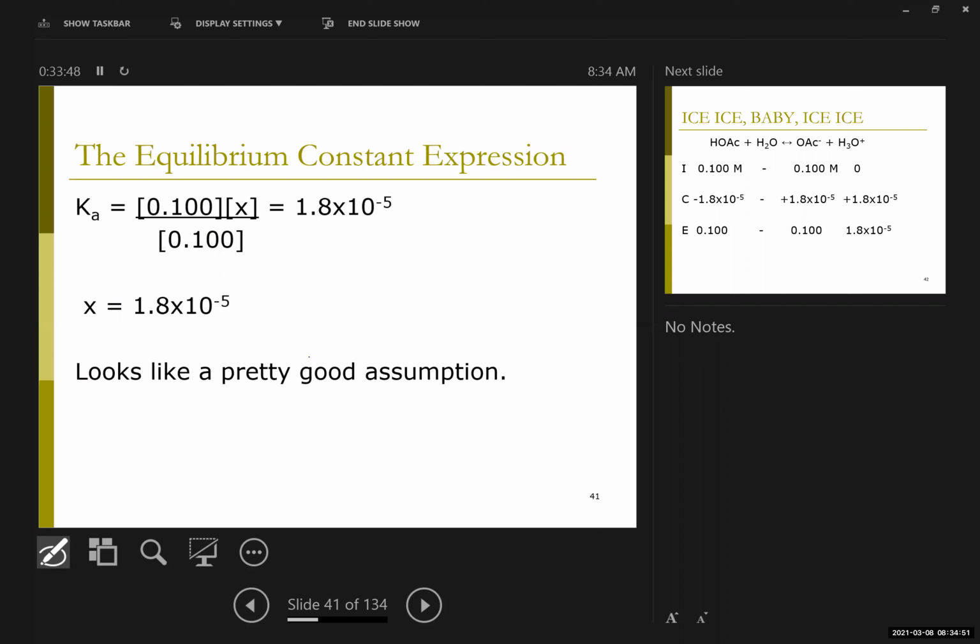Again, my standard is still the 5% rule. And so I'm much less than 5%. And so my assumption is successful. No fancier algebra required.